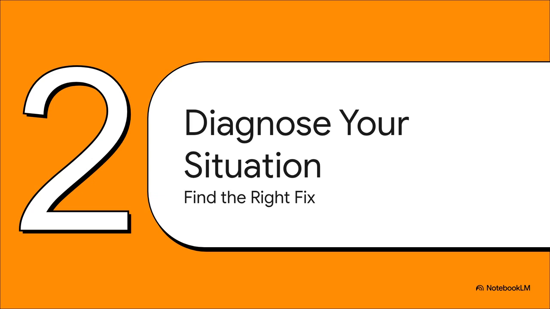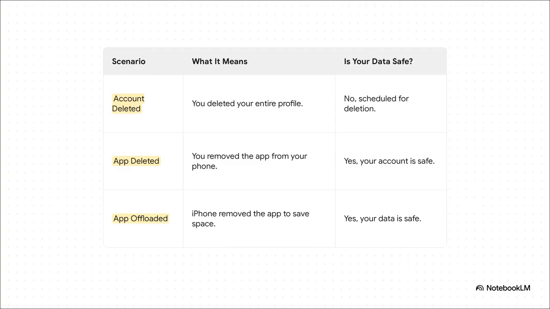Okay, so now we know the app itself is definitely available. The next step is to figure out exactly what happened on your phone. See, deleting TikTok can mean a few different things, and the right fix really depends on your specific situation. So let's do a quick diagnosis. Think about what you did. Did you go deep into your TikTok settings and purposefully deactivate your entire profile? That's scenario one. Or did you just press and hold the app icon and remove it from your screen? That's scenario two, and it's the most common one. And hey, for you iPhone users, there's a third option. Did you notice a little cloud symbol next to the app's name? Once you know which one of these sounds right, we can get you the right solution.